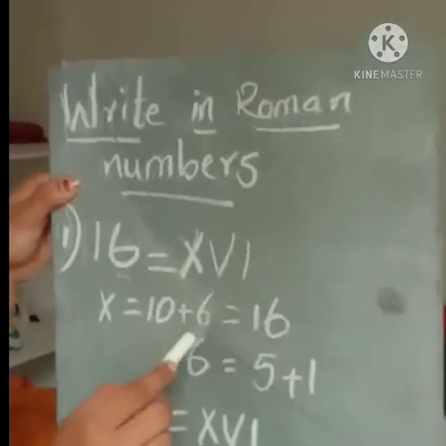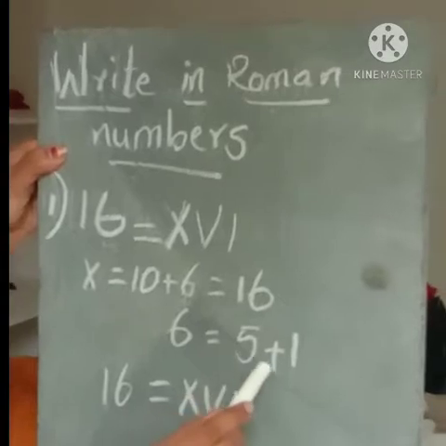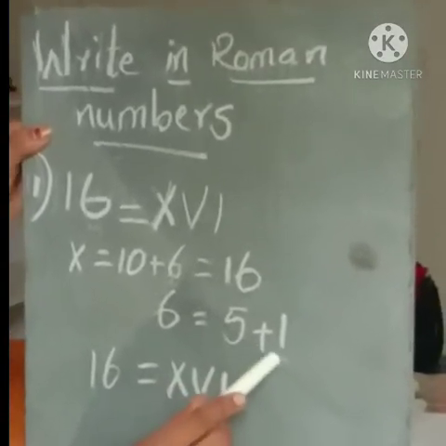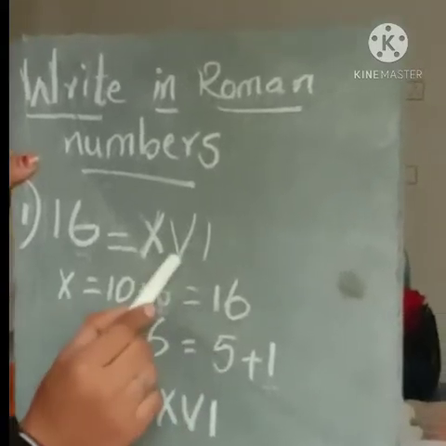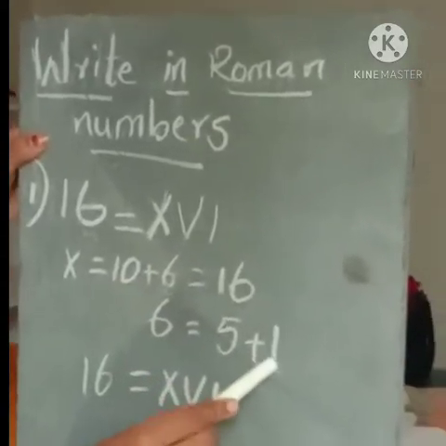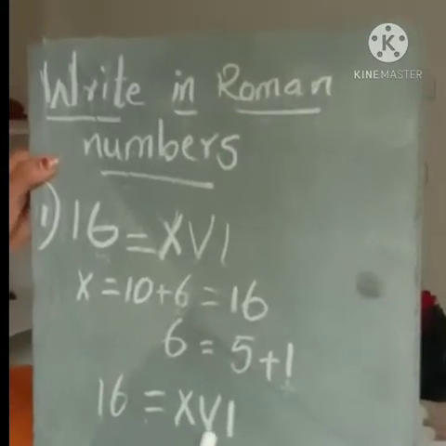6 means again we have to share the 6 into 2 parts. 6 is equal to 5 plus 1. 5 plus 1 is equal to how much? 6. 5 means V in Roman number. And again 1 means I. Total, 16 is equal to XVI.